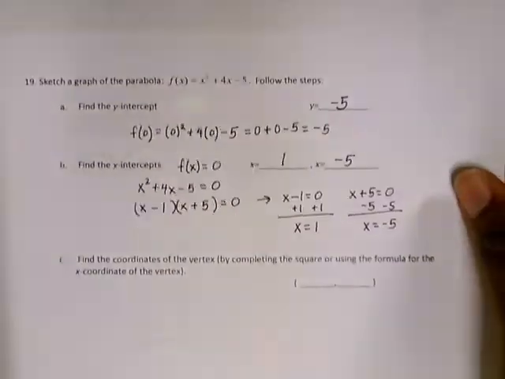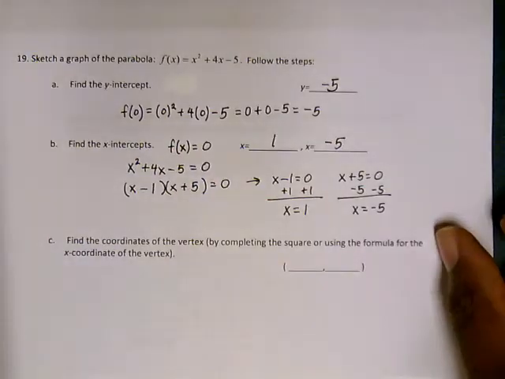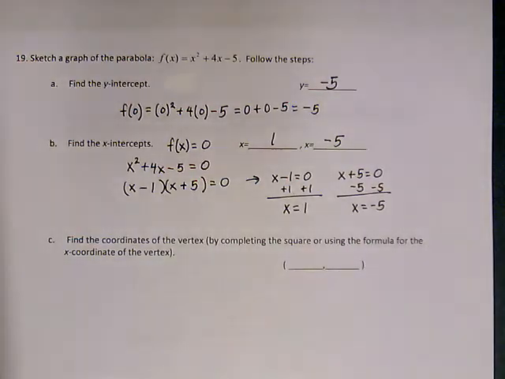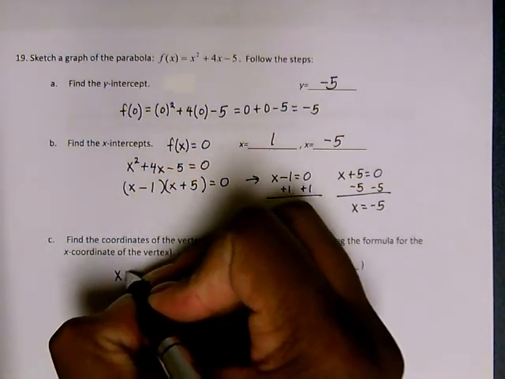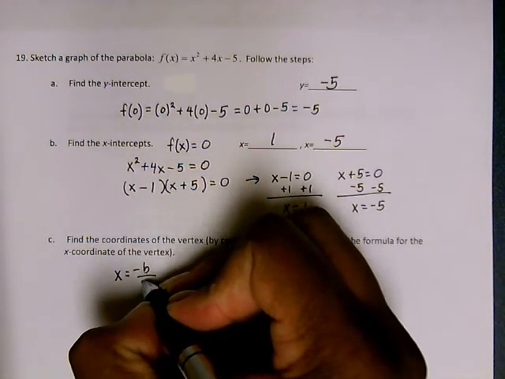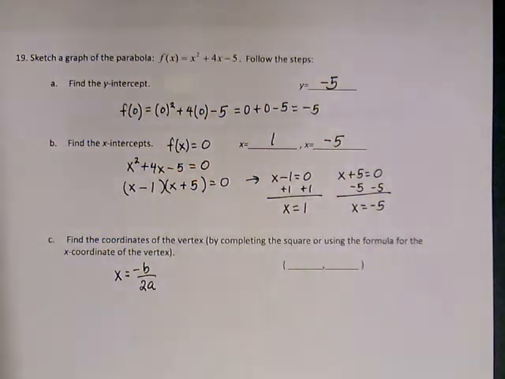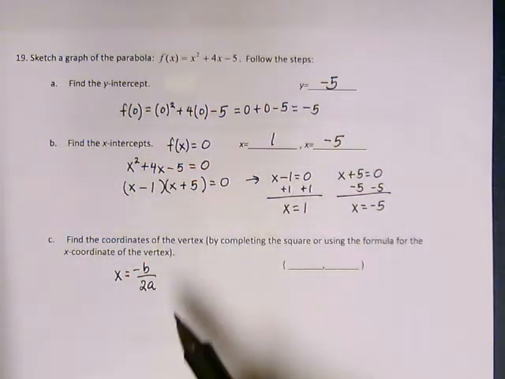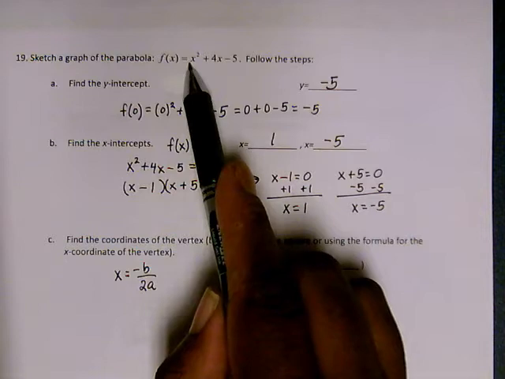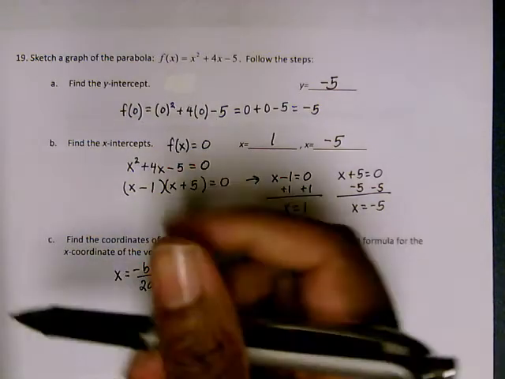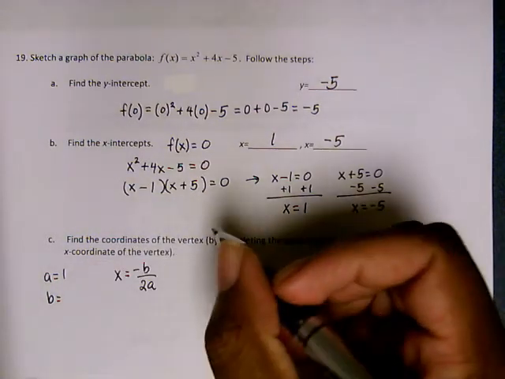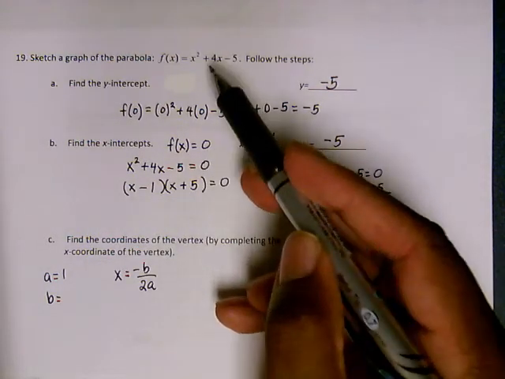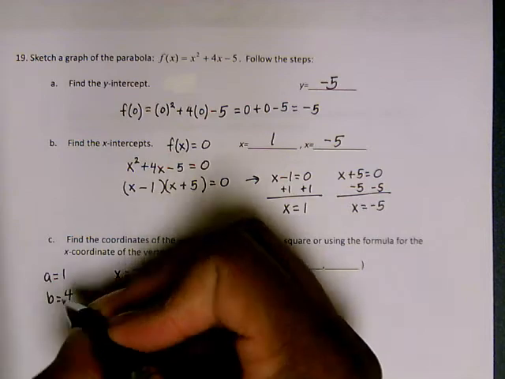Alright, part C is finding the coordinates of the vertex. Now we're going to use the formula x equals negative b over 2a. That's the formula for the x-coordinate of your vertex. If you recall, that's always x equals negative b over 2a. Now, let's find out what a is. The a is the coefficient of your x squared term. That's 1. B is the coefficient of your x term. That's going to be 4.